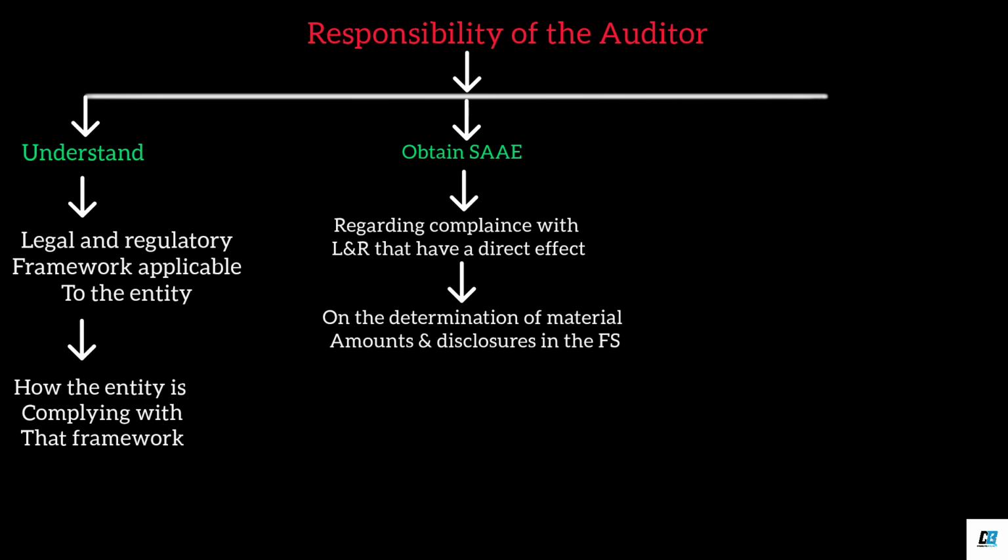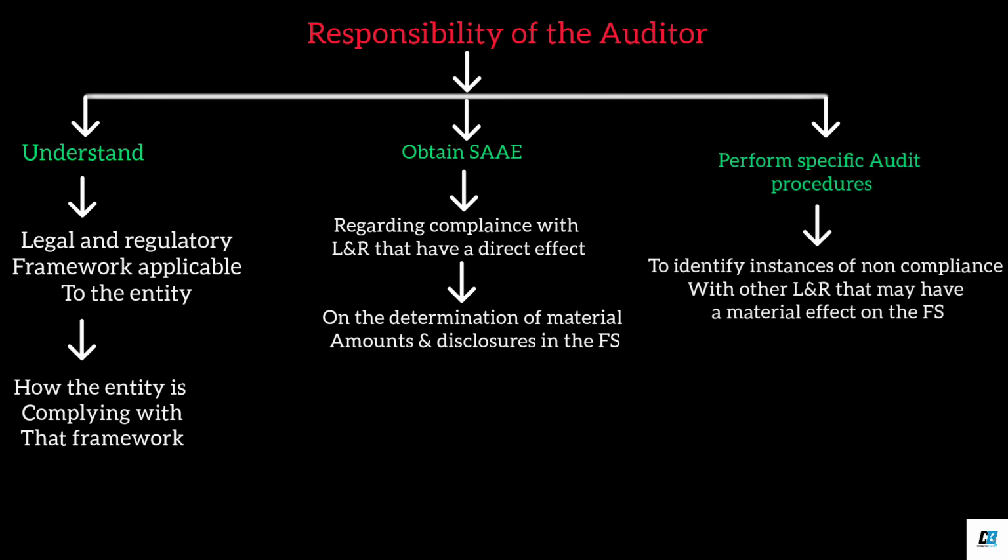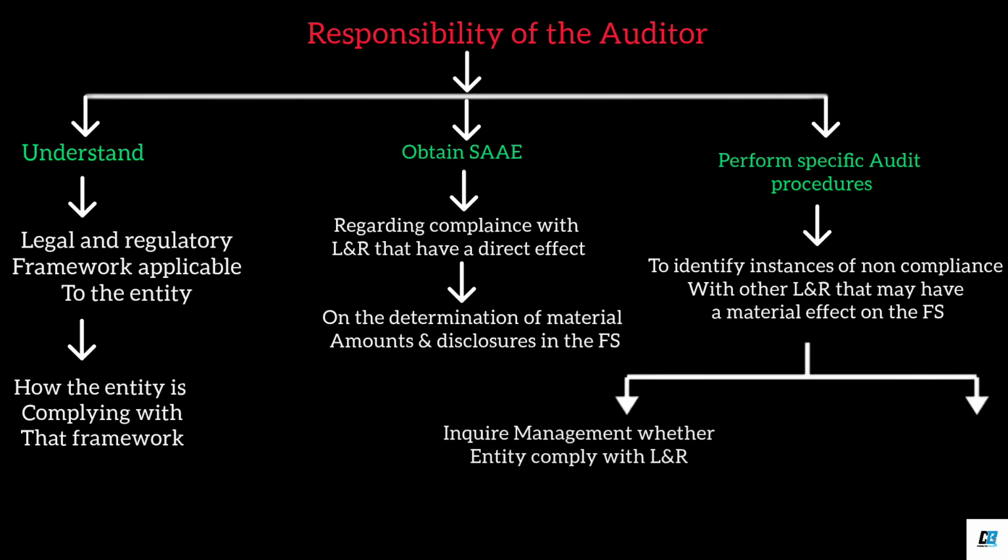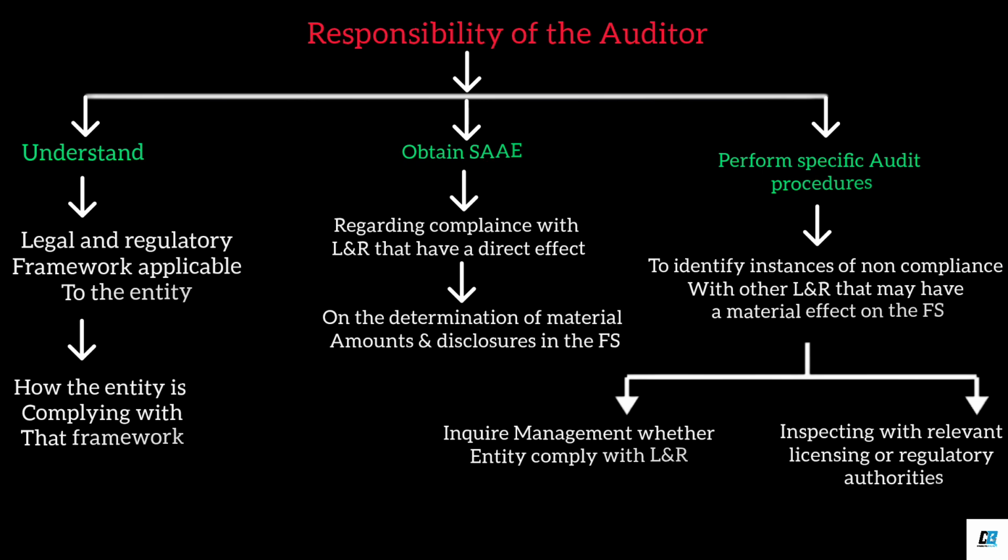And the second objective is he has to perform specific audit procedures to identify any instances of non-compliance with other laws and regulations that may have a material effect on the FS. So it's a kind of indirect effect on the FS. So what are those specific audit procedures? Either he can inquire of management whether the entity is complying with the laws and regulations or not, or he can inspect with the relevant licensing or regulatory authorities. So these are certain specific audit procedures which the auditor can do.